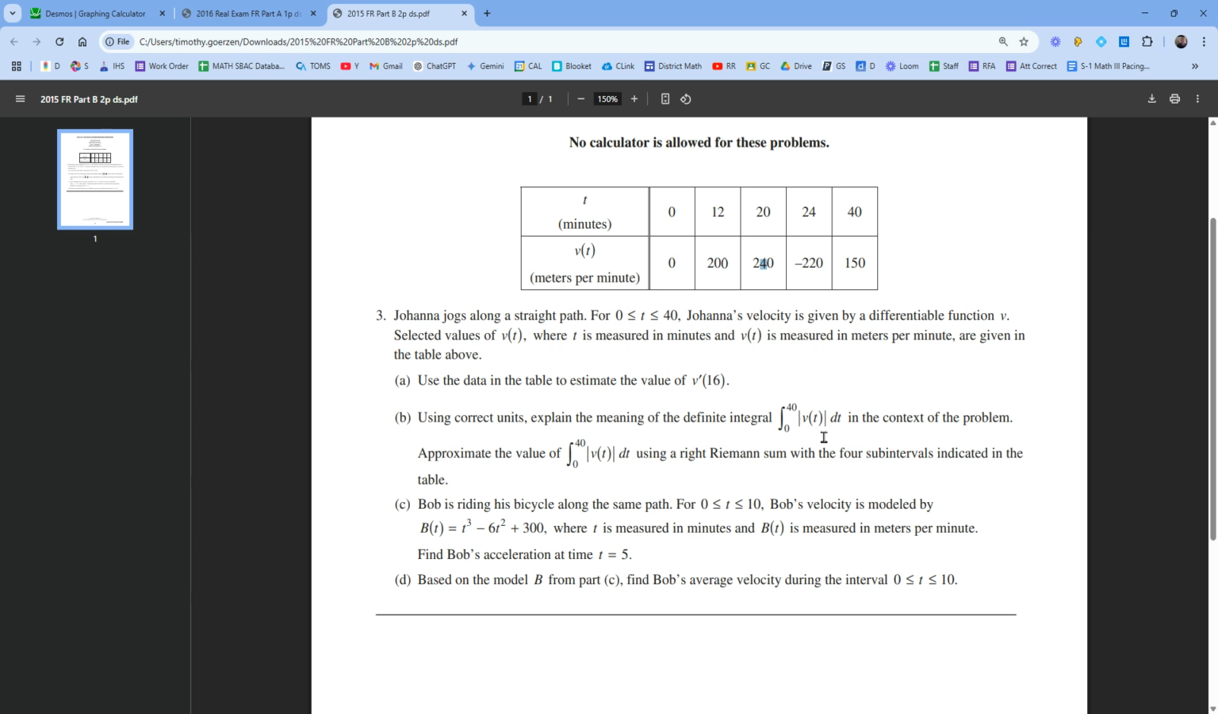So I'm going to write it down again. I'll show my work in a moment. And then what is a right Riemann sum? So 0 to 12. And notice the questions that get repeated over and over again. Okay, from 0 to 12, right is 200. From 12 to 20, that's 8. And a right Riemann sum is 240. From 20 to 24 is 4. And a right Riemann sum is positive 220 because of the absolute value.